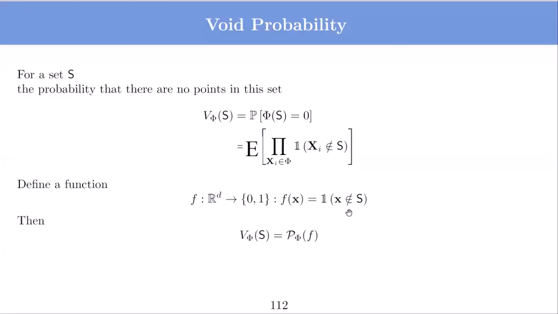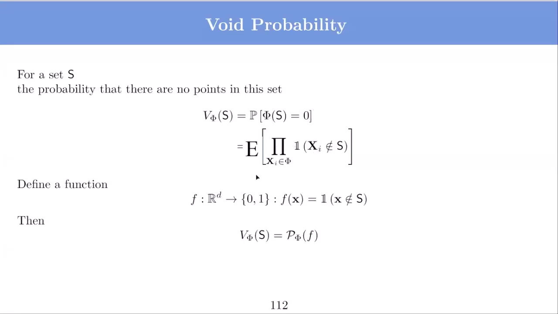The PGFL can be used to compute void probability. The void probability of a set S is defined as the probability that there are no points of the point process in this set. Mathematically, you can write it as V_phi(S), which is the void probability of set S for the point process phi, is equal to the probability that there is no point, so the number of points in S is 0.